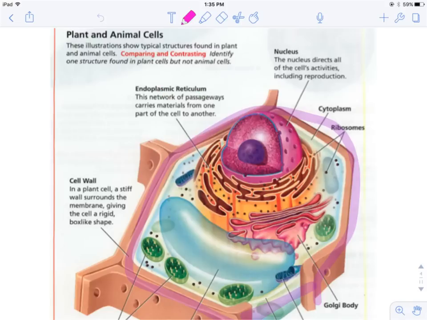We've talked very briefly about ribosomes and a little bit about the cytoplasm, but specifically, let's talk about the endoplasmic reticulum. You can see here that this is the endoplasmic reticulum, and this is a network of passageways that carries materials from one part of the cell to another.